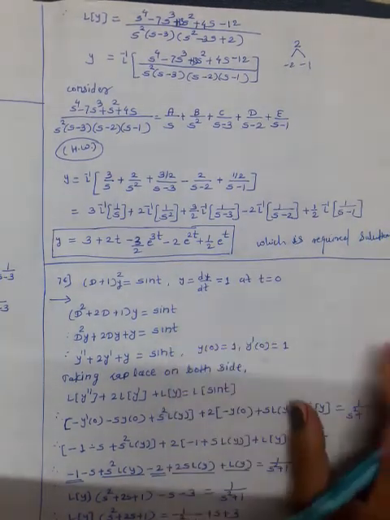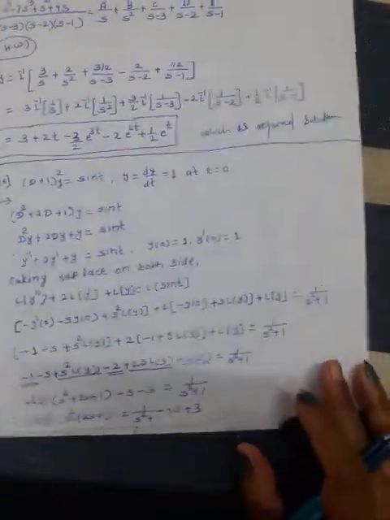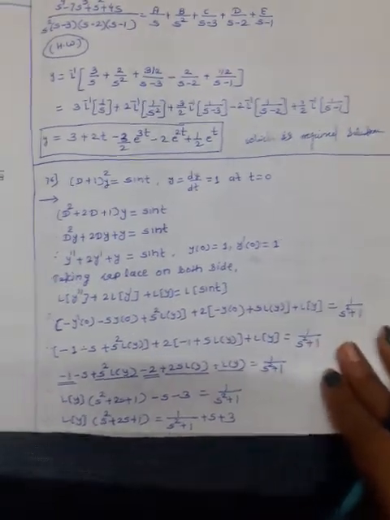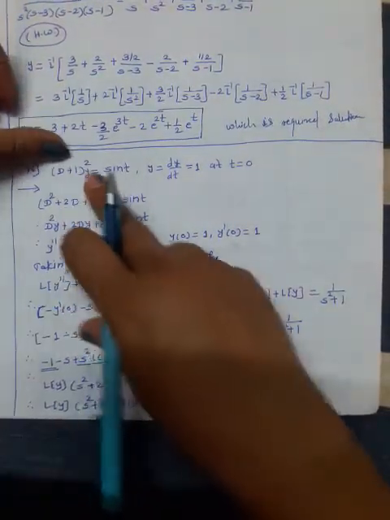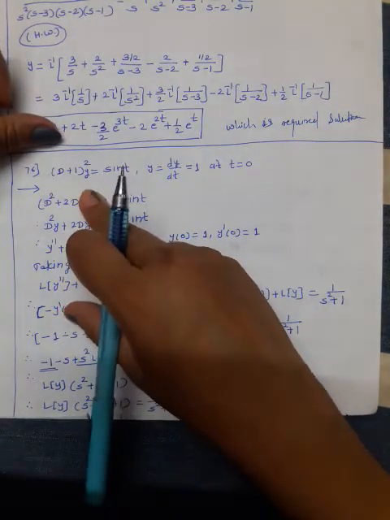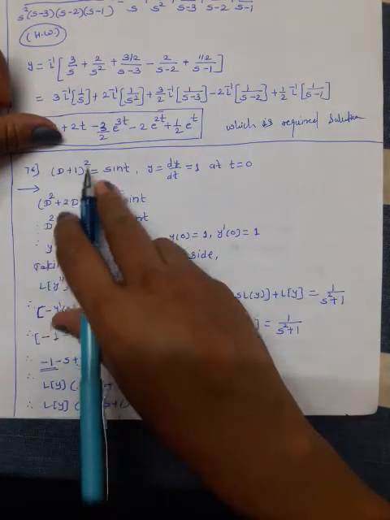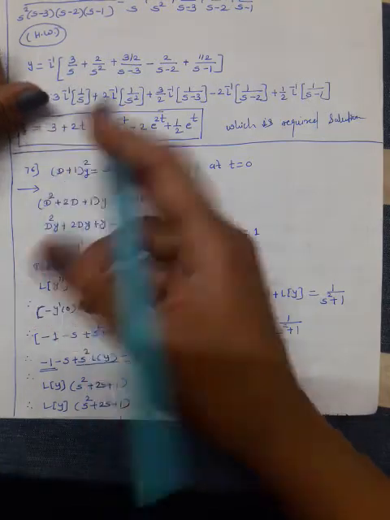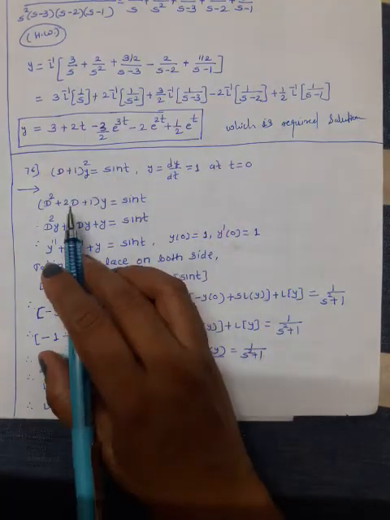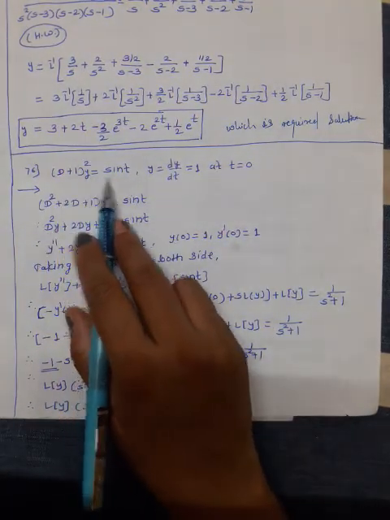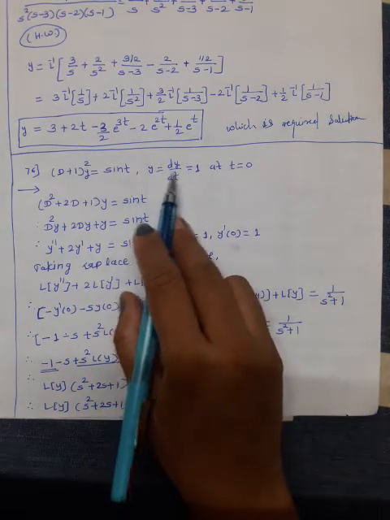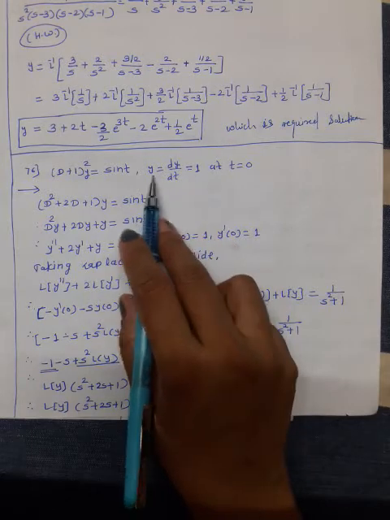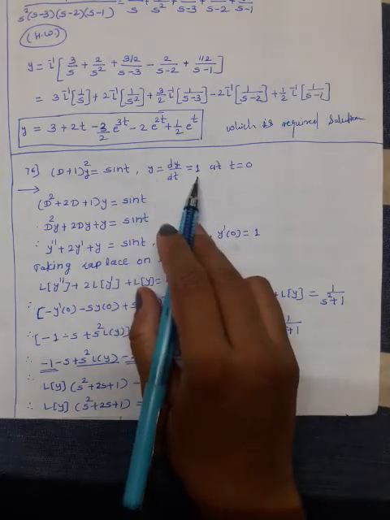Okay, so that was the second example. Now consider one more example, (D plus 1) bracket square. In this example, they have given (D plus 1) bracket square, where D means derivative, the derivative coefficient. Now (D plus 1) square into y is equal to sin t, with y equal to 1 and dy by dt equal to 1 at t is equal to 0. Two initial conditions are there.